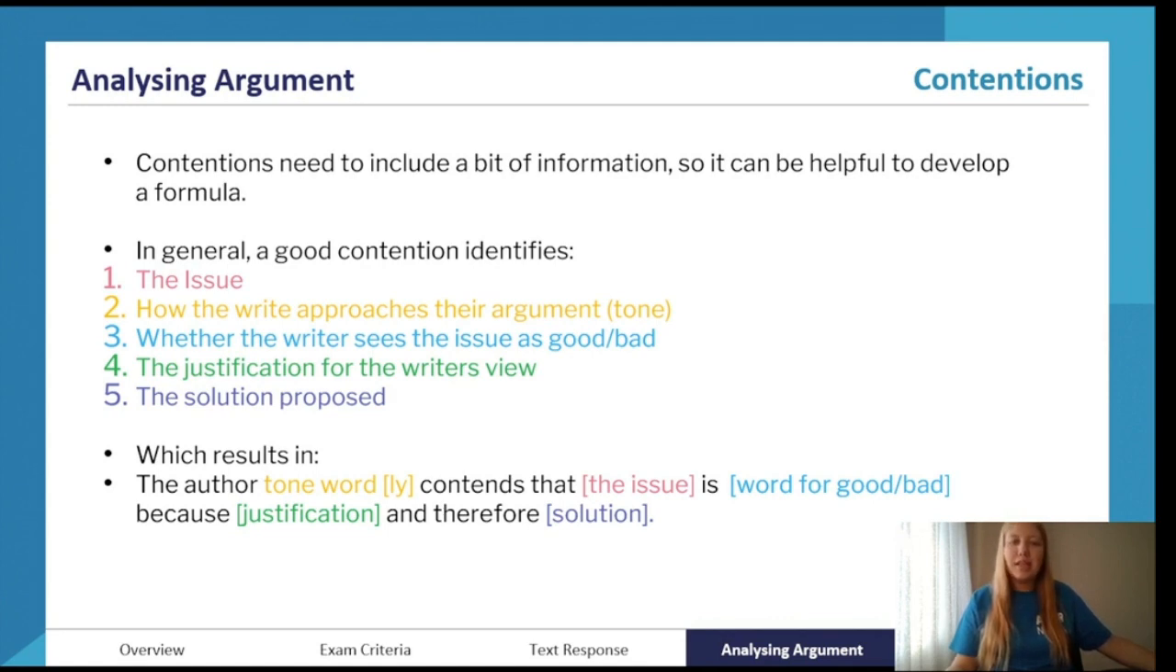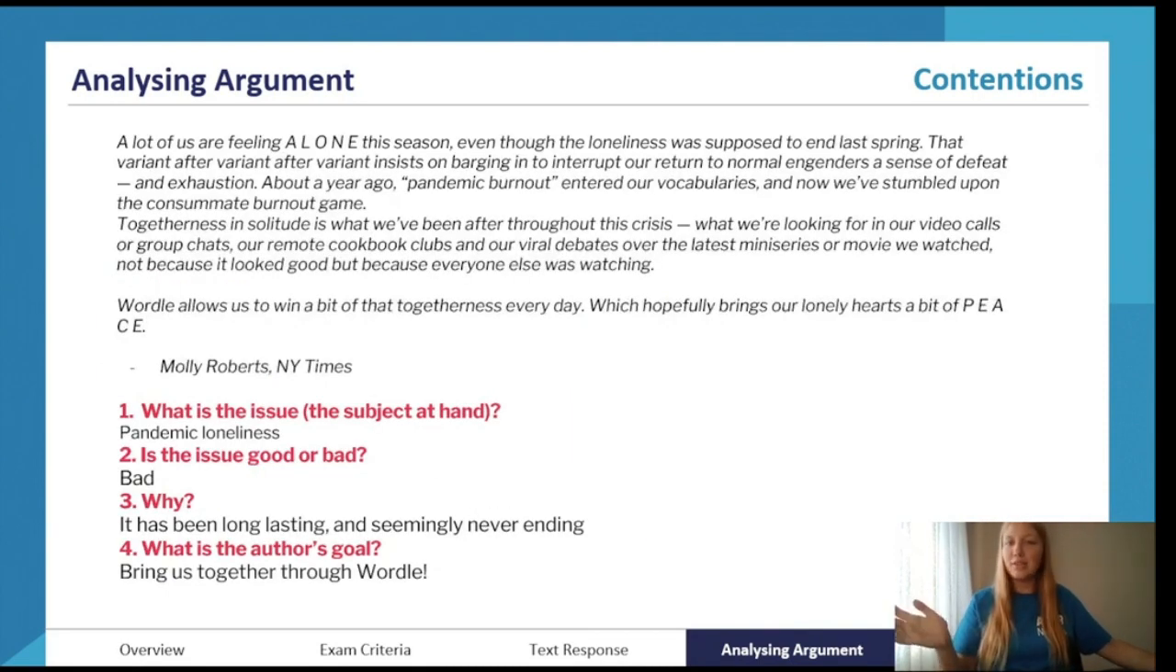So if you do want a template, you can see this one here. The author, say, critically contends that the issue is word for good or bad because the main reason for that view, and therefore proposes blah, blah, blah. Let's look at an example of how we can write a contention going through the whole process.